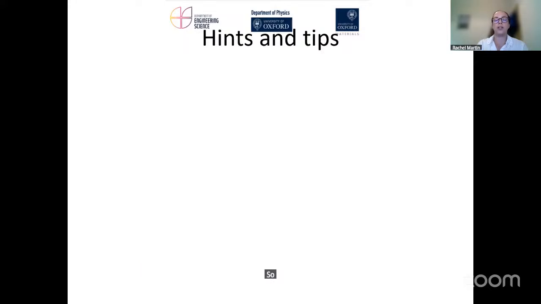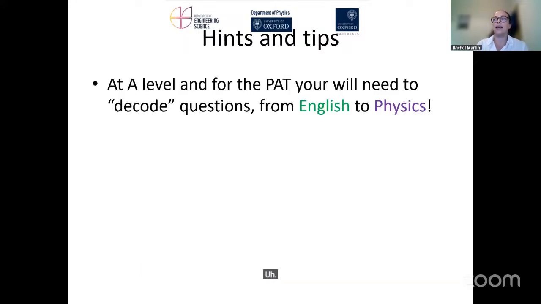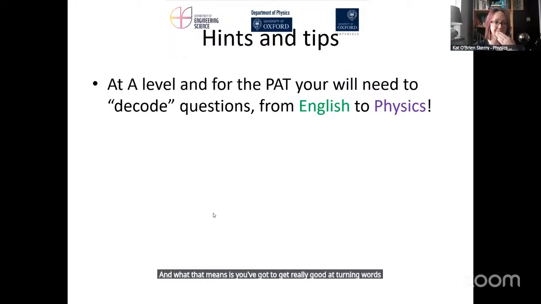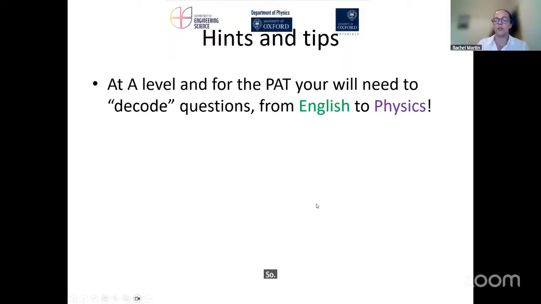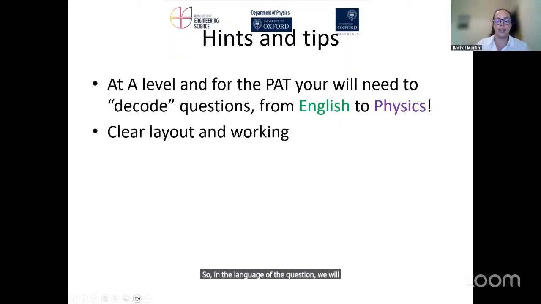So in terms of actual physics tips, those were quite generic hints and tips. At A level and for physics, you will need to decode questions. And what that means is you've got to get really good at turning words into physics. So in the language of the question, we'll have to break it down today.